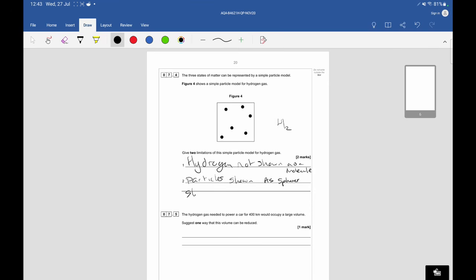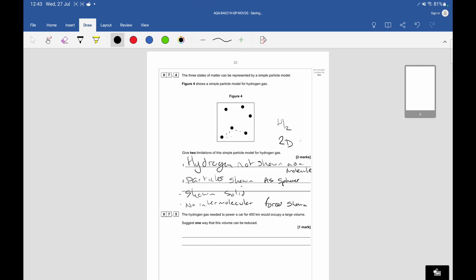They're shown as solid. It's another acceptable thing to mention here. We know that they're mostly empty space. These dots don't show that empty space in any way. We don't show the intermolecular forces between each of these atoms. You could also mention it's only 2-dimensional as well.